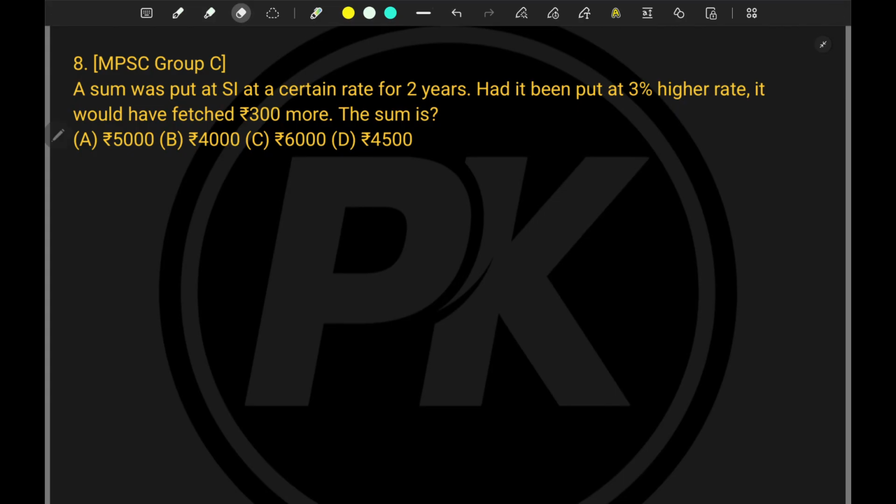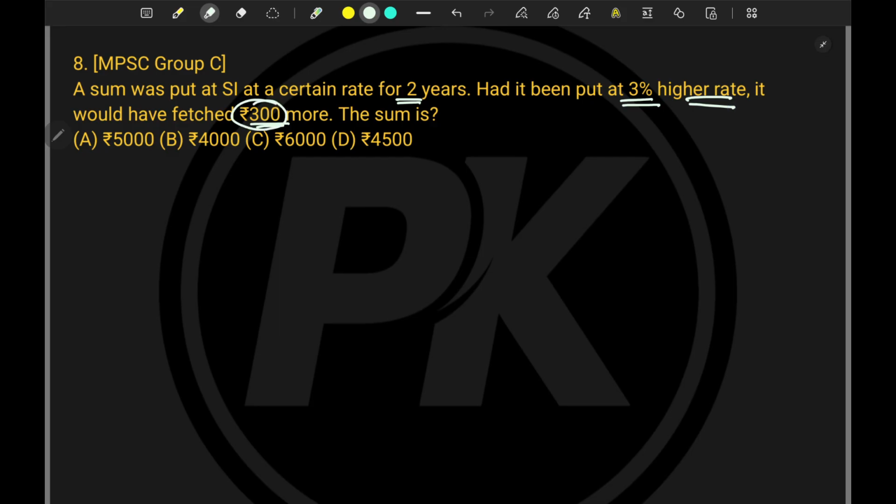Now let us see a similar type of problem that UPSC has asked. Okay, so it is exactly the same. You can pause the video and try to solve the problem. So the sum was put at SI at a certain rate for 2 years. Had it been put at a 3% higher rate, it would have fetched rupees 300 more. The sum is? So here the problem is exactly similar to the previous problem. So what they are saying is, if we would have put a 3% higher rate, we would have fetched rupees 300 more.